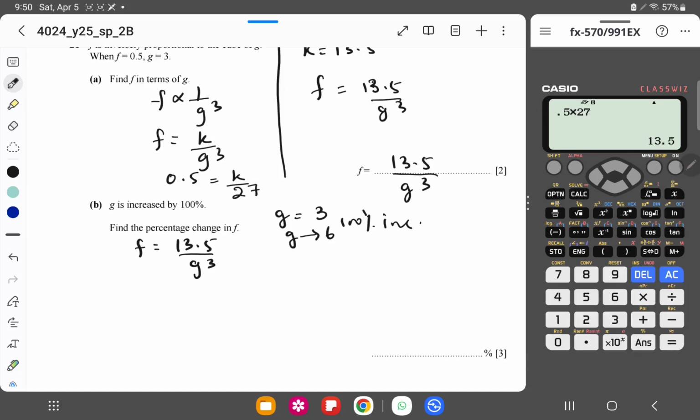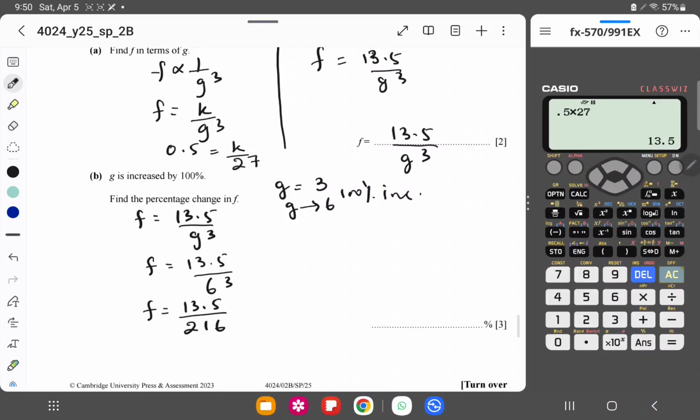All right, so f is equal to 13.5 upon 6 cubed. f is equal to 13.5 upon 216, and 13.5 upon 216 is equal to 1 over 16, and it is 0.0625. Now we have to calculate the percentage change.